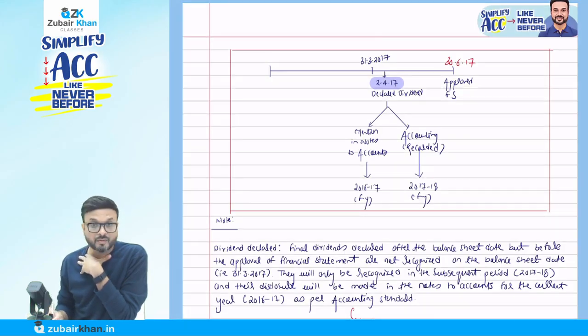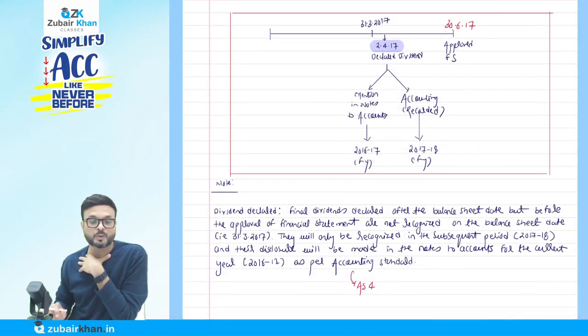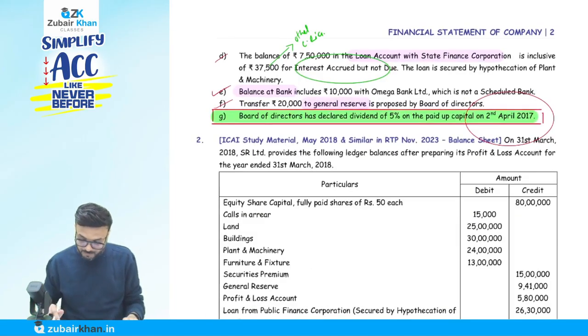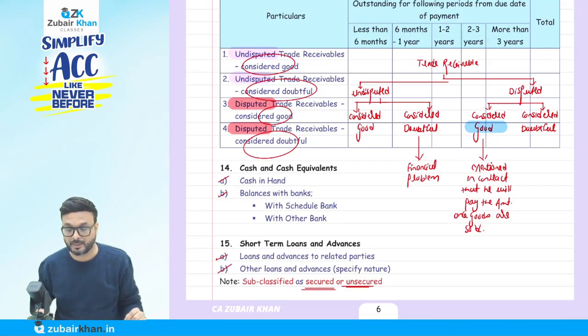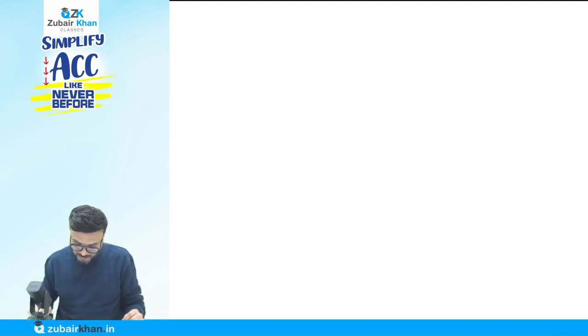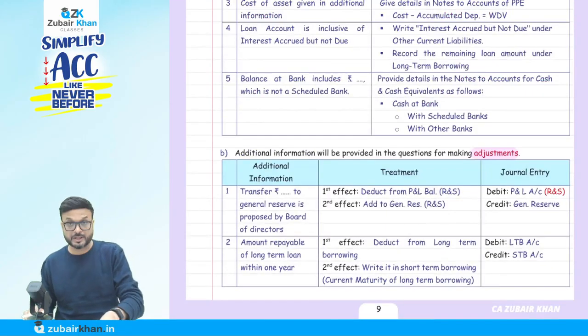So we know that we have declared the dividend, so just mention it in the notes to account. You got the point? This is the point. Now what will we do here? Now come to the rapid gist book. Come to the page number in the concept book, page number 9.